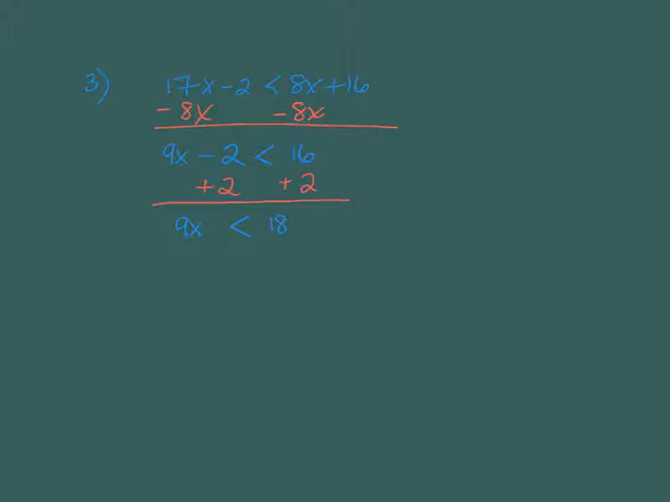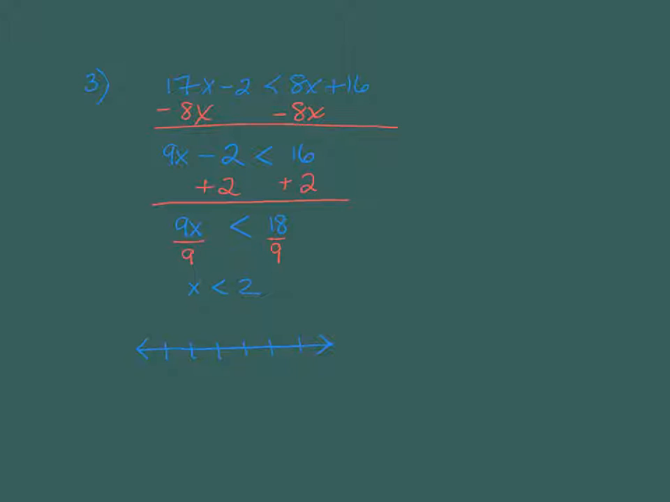9 times x, I want to undo multiplying, so I'm going to divide both sides by 9, because you always divide by the number that's being multiplied by your variable. That gives you the answer, x is less than 2. Now you need to go ahead and graph the solution on a number line.